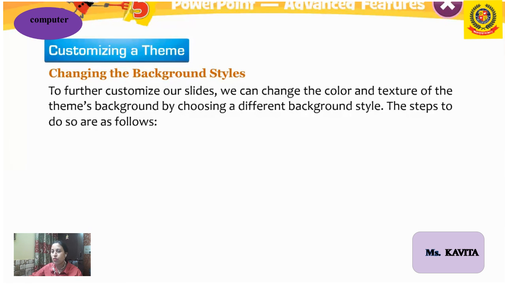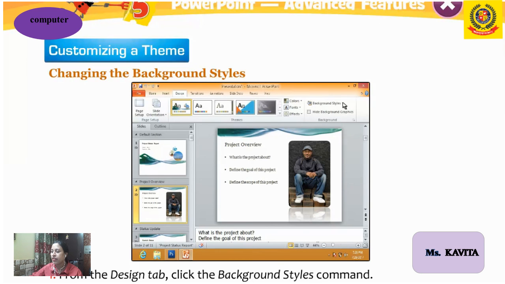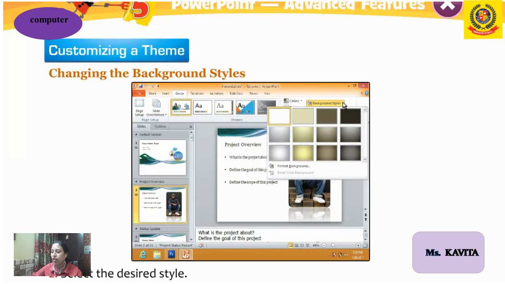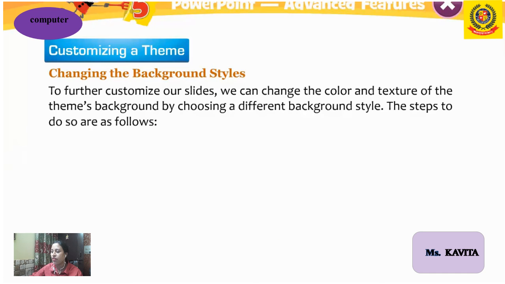The steps to change the background are as follows. First, from the design tab, click on the background style command. Select the desired style. Suppose you want any style, the new background will appear in the slide. The available background styles will vary depending on the theme you are using. Different backgrounds are available.